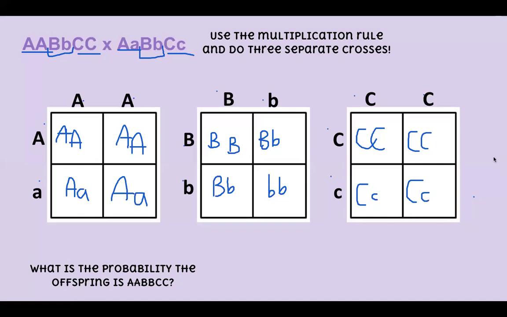Now what I want is to find the probability of this offspring, and all I'm going to do is find their individual probabilities. So what is the probability of getting big A, big A?